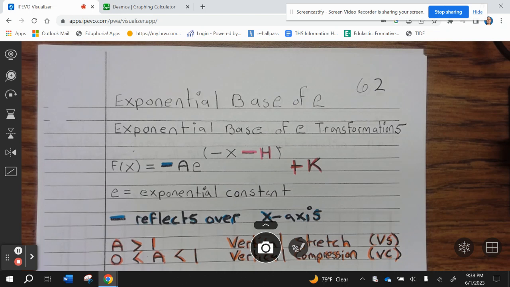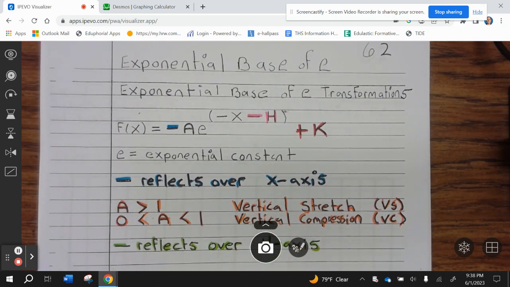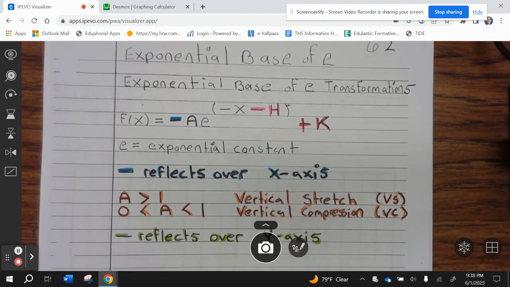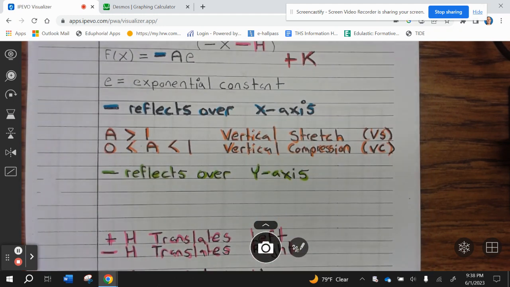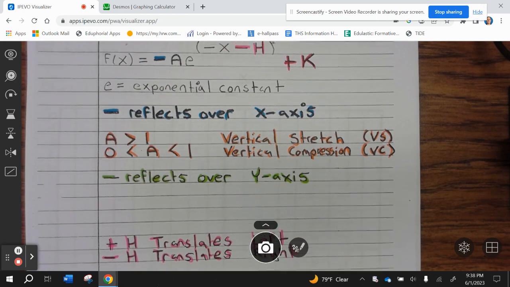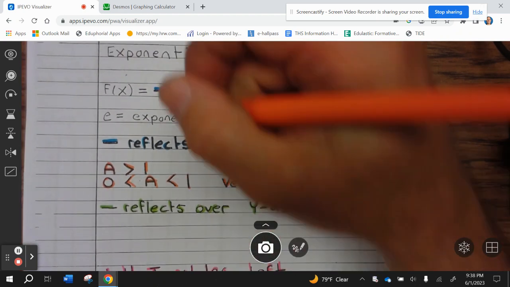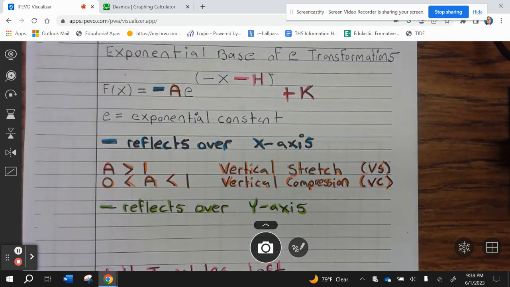Okay, so we're on the exponential base of e, general page 62. Exponential base of e transformations: f of x equals negative a e to the negative x minus h plus k, where e is the exponential constant. If negative is in front of a, it's a reflection over the x-axis. If a is greater than 1, it's a vertical stretch. If a is greater than 0 but less than 1, it's a vertical compression.